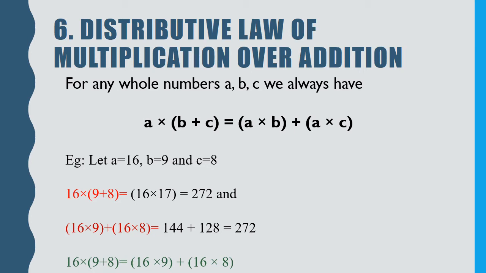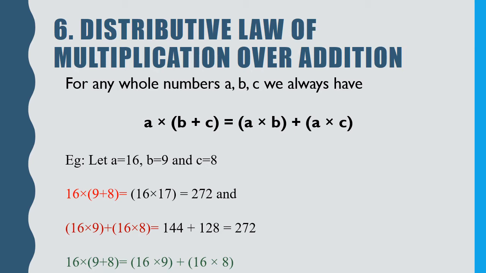Now we are taking the right hand side, which is the RHS. We are using A equals to 16, B 9, again A 16 and C equals to 8. So first what we did, 16 multiply 9, which is 144, and then we did 16 multiply 8, which is 128, and when we add both of them we get 272.